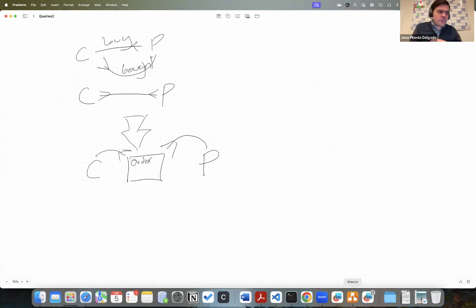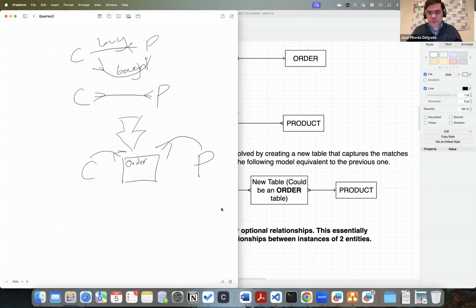So as a rule of thumb, these many-to-manys can easily be translated into two one-to-manys connecting to a table in between, or entity in between. If we have this, we call this an associative entity. It's just an entity whose purpose is to capture the matches or association between two other entities. There can be things like the time the order happened that we want to capture there and doesn't really fit well in either of the other two entities. So we still want to have it there.